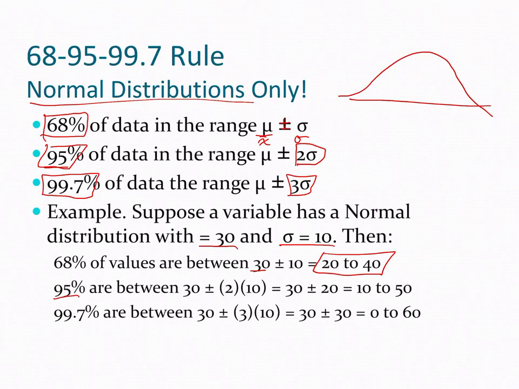95% of the values, when we go 2 standard deviations out from the mean, will fall between 10 and 50. When we go 3 standard deviations out, we're encompassing 99.7% of the data, and then we would say the values are going to be between 0 and 60.